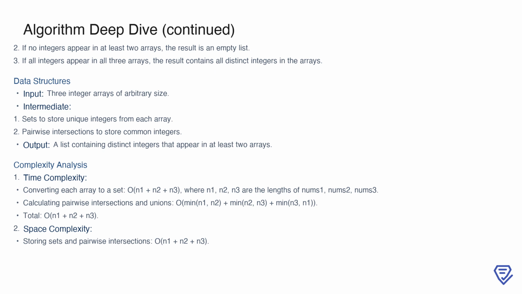The input consists of three integer arrays, while the intermediate steps involve converting these arrays into sets to store unique values. Pairwise intersections are used to identify overlaps between sets, and the final output is a list containing the distinct integers meeting the criteria. In terms of complexity, the time required to convert arrays to sets is proportional to their lengths, which is O(n1 + n2 + n3). Calculating intersections and unions is efficient, with a time complexity governed by the size of the smaller sets. The space complexity is determined by the storage of sets and intermediate results, which is also O(n1 + n2 + n3). This approach ensures our algorithm scales well with input size.